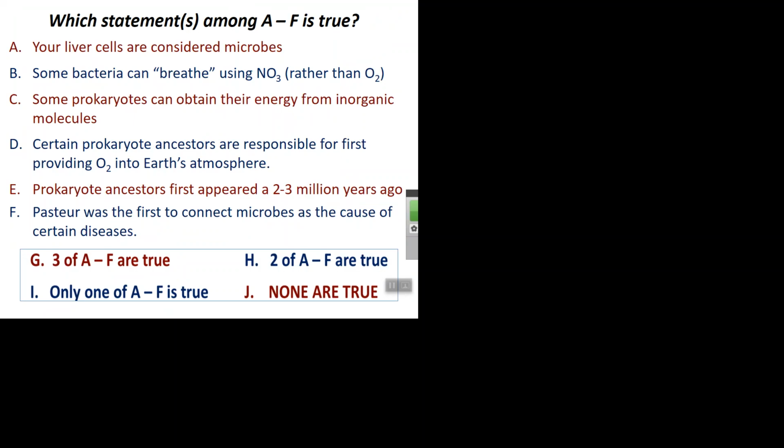So we are starting with a clicker question. Here we go. You want to pick among answers G through J, but A through F are what you're evaluating. Some of these things, all these things, are stuff we're going to cover today.